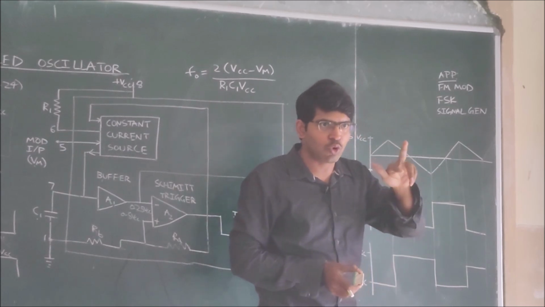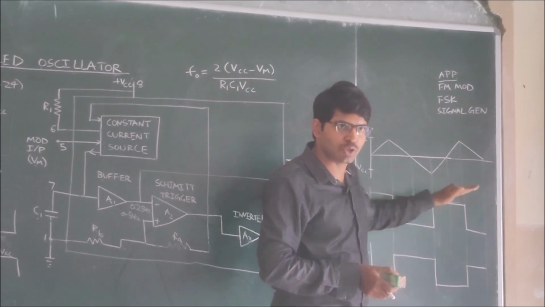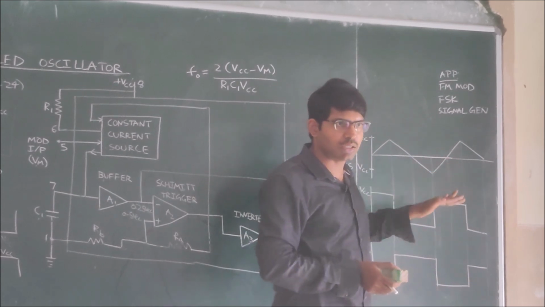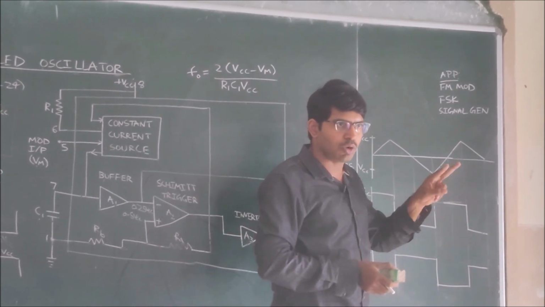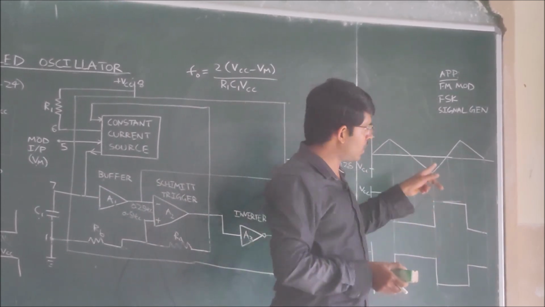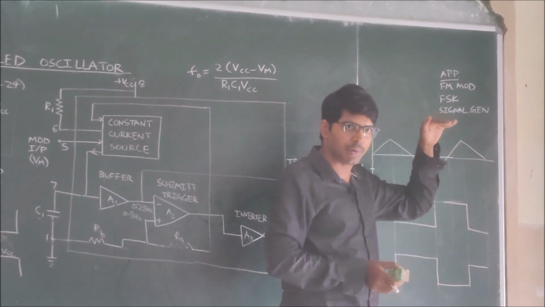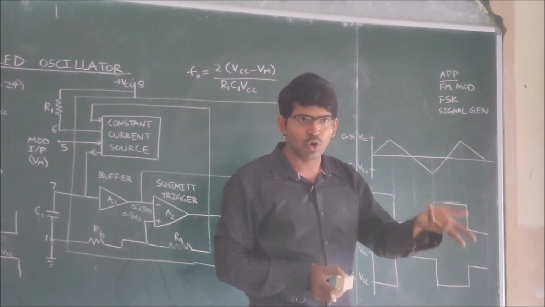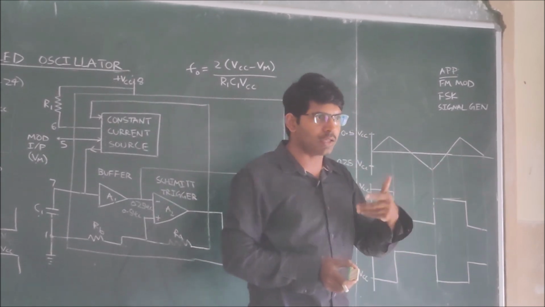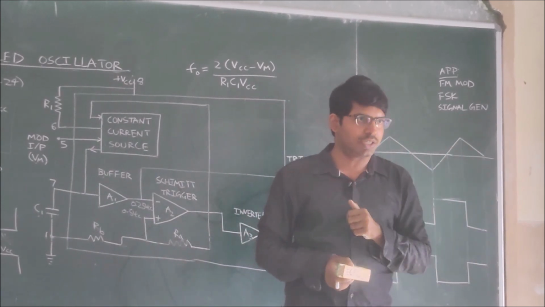So the Schmitt trigger has only two values: high level voltage and low level voltage. When the capacitor is charging, the voltage is high. When the capacitor is discharging, the voltage is low. The Schmitt trigger output oscillates between the two values, depending upon whether the capacitor is charging or discharging. Only two values, whether it is high or low.